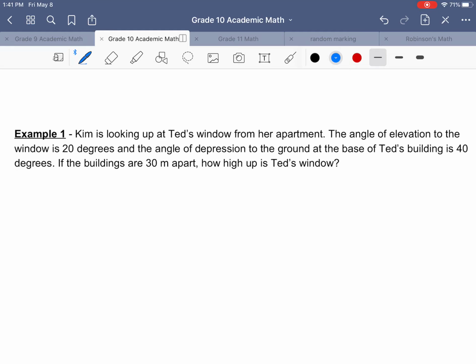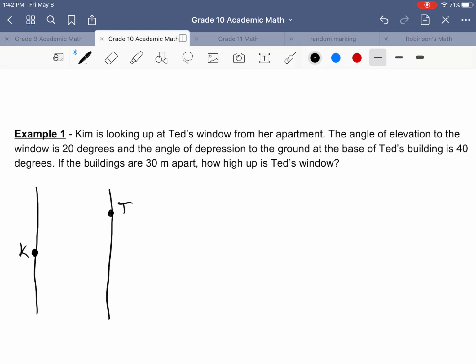So Kim is looking up at Ted's window from her apartment. I'm going to draw Kim's building. There it is, mostly straight. And she's looking up at Ted's window. So I'm going to draw Kim. Here's Kim right here. Label it with a K. And she's looking up at Ted's window from her apartment. So that means that Ted is higher up than her. And we're later told that there's another building. Ted's not floating in the air there, but Ted's in another building and he is higher up than Kim.